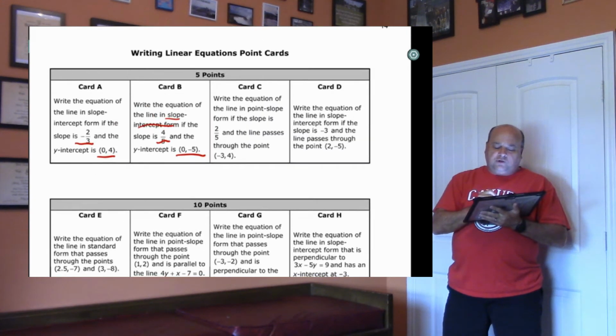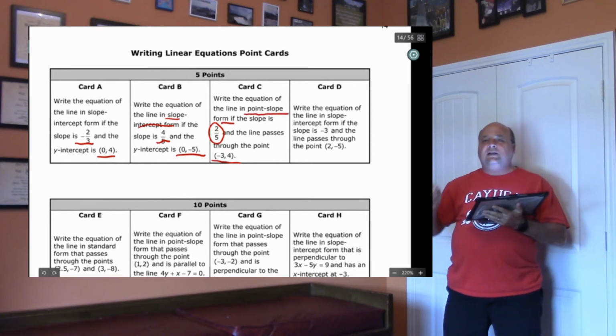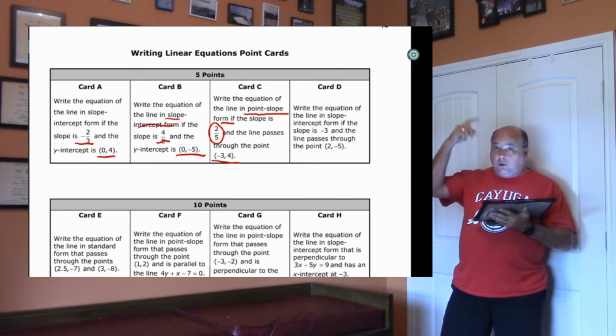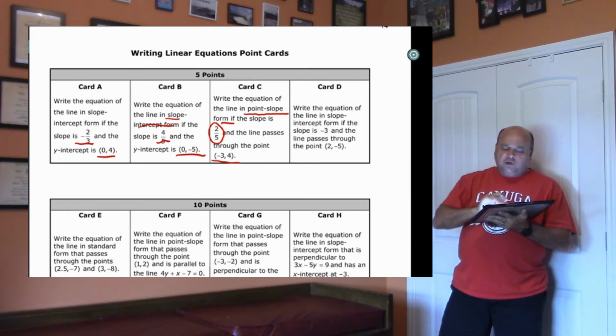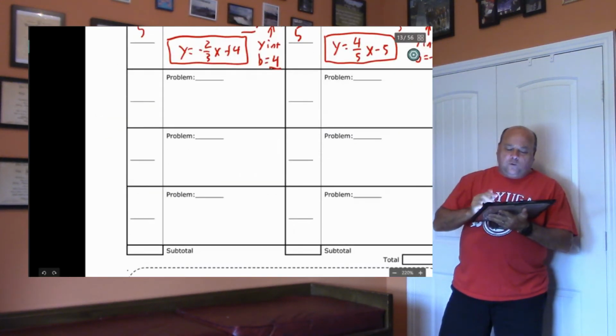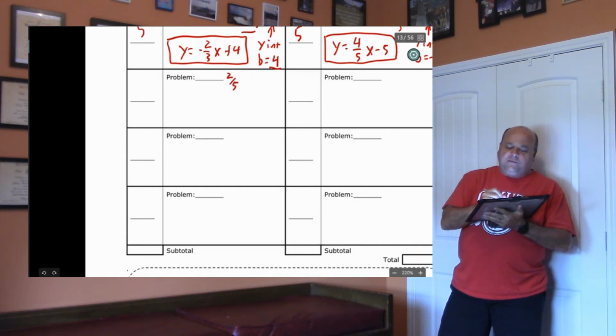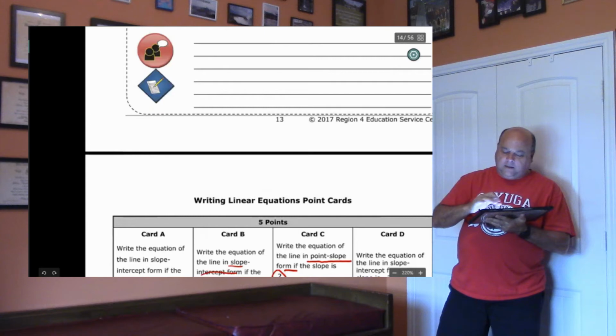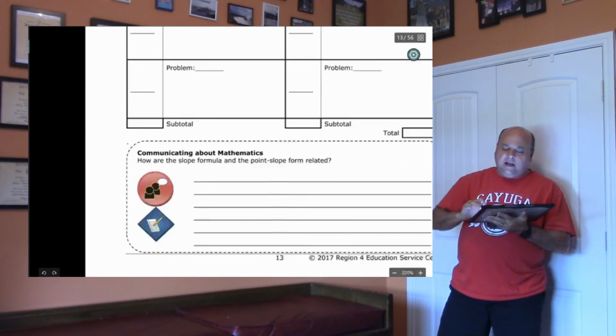Okay, so our slope's 2/5, and it goes through (-3, 4), and we want the line in point slope form. So this is easy. We just plug it in. So 2 over 5 and -3, 4. 2 over 5 is my slope, and (-3, 4) is my point. I think that's right.